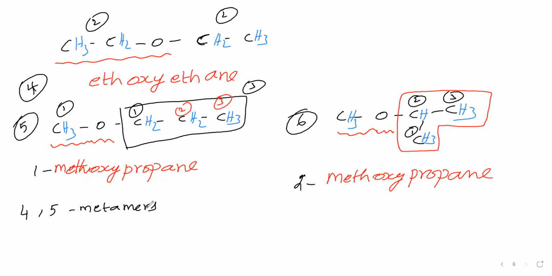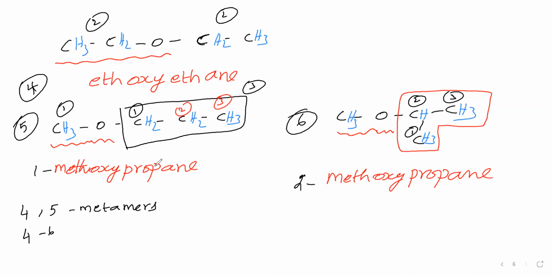Next 4 and 6 we will see. In 4, left side 2 carbons. In 6, left side 1 carbon. So in 4 and 6, number of carbons in left side is different. Therefore, 4 and 6 are metamers. 5 and 6 we'll see. In 5 and 6, left side 1 carbon only is there. Right side 3 carbons only is there. Therefore, 5 and 6 are not metamers.